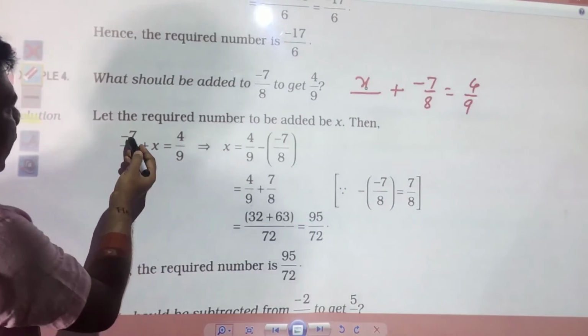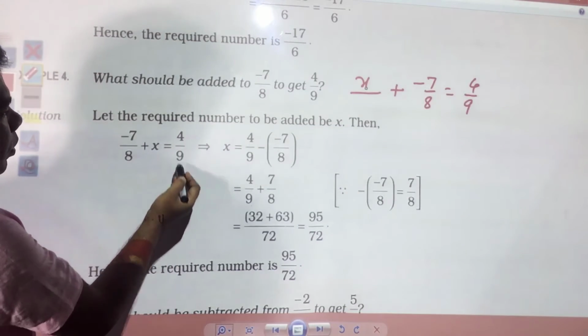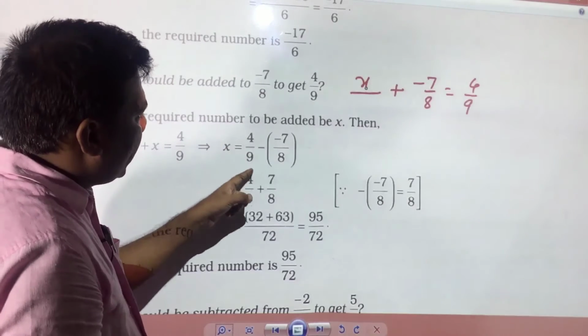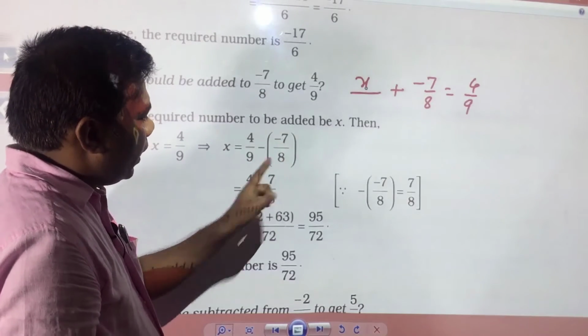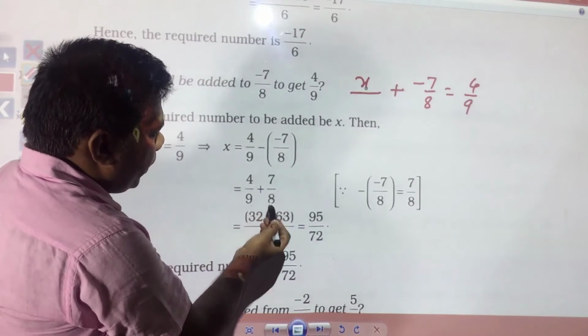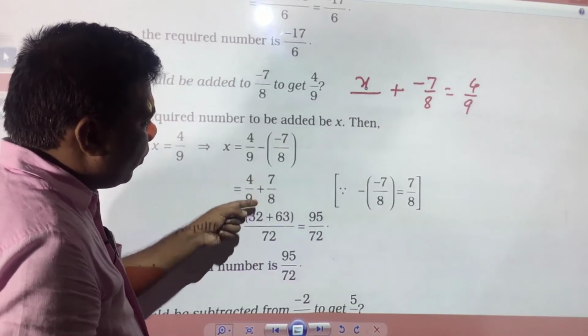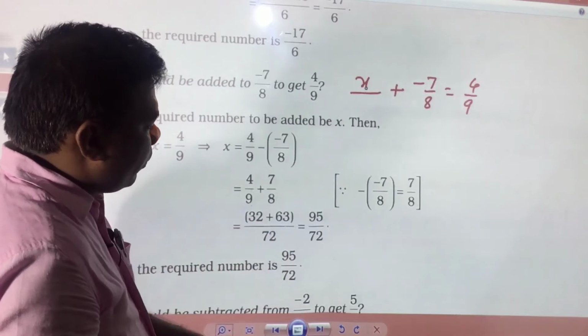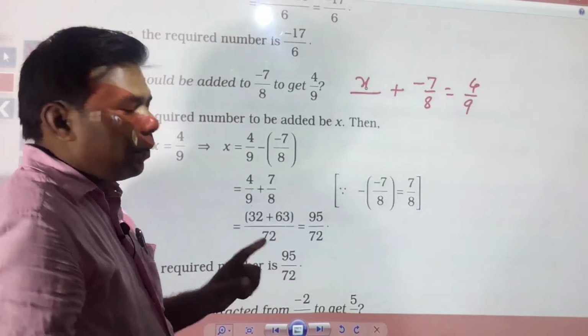Just see, minus 7 by 8 plus x is equal to 4 by 9, so x will be equal to 4 by 9 minus 7 by 8. Minus and minus became plus. Now this is required to be converted into equivalent rational numbers, and then you simplify and you will get 95 by 72.